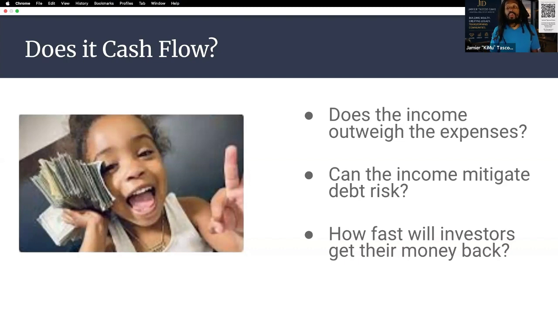You also want to make sure that the income from the property is mitigating your risk. And the risk that I'm talking about is the debt service. If it does not outweigh how much your annual debt service would be, it's a no deal.